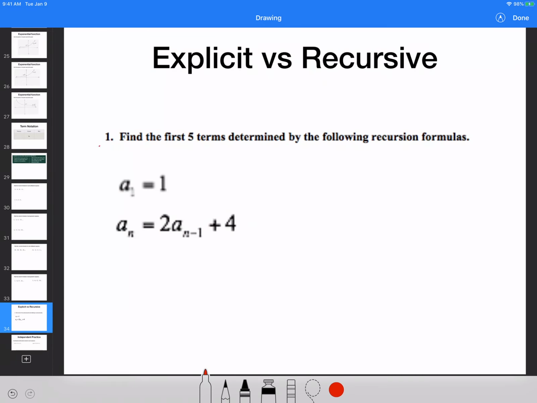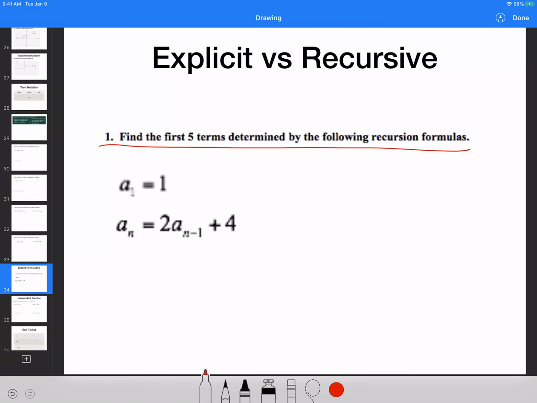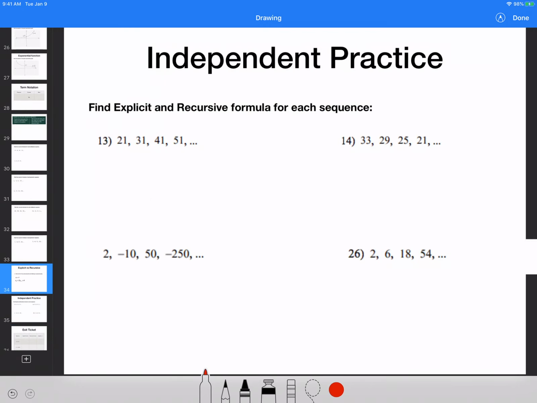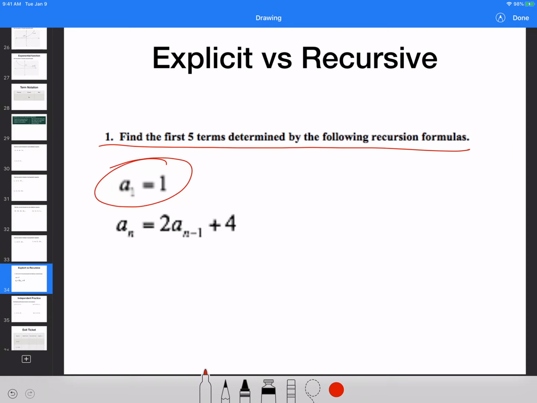Now here, find the first 5 terms determined by the following recursion formulas. That would be how you find out the difference between the recursive and explicit. And so let's say I gave you the first term in the sequence, and let's say that this is going to be the sequence that's following provided. Now notice that if you're given something like this, you are not going to get an arithmetic nor geometric sequence, because it's not going to be a common difference or a common ratio question.